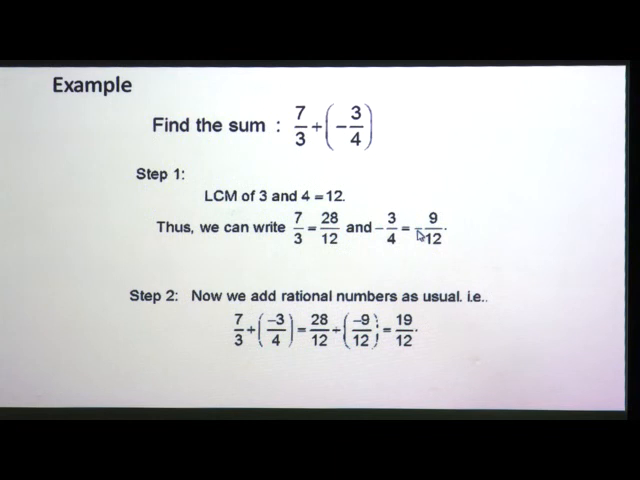So, what is this minus 9 upon 12? Yes, here it is an operation, so we do not have to consider it as a sign. So, your operation will be 28 minus 9, and the denominator will be 12. In this way, we have tried to find the addition of rational numbers.